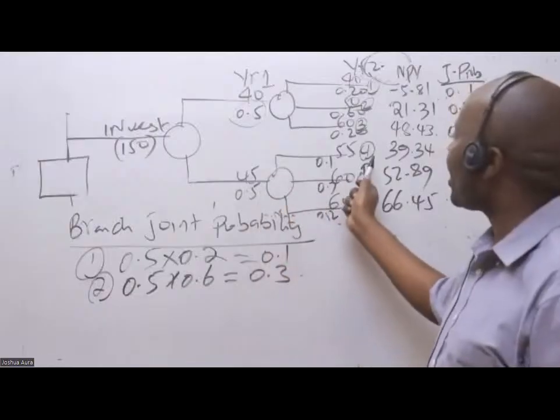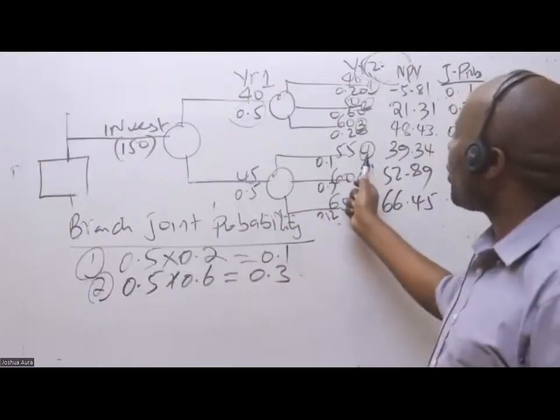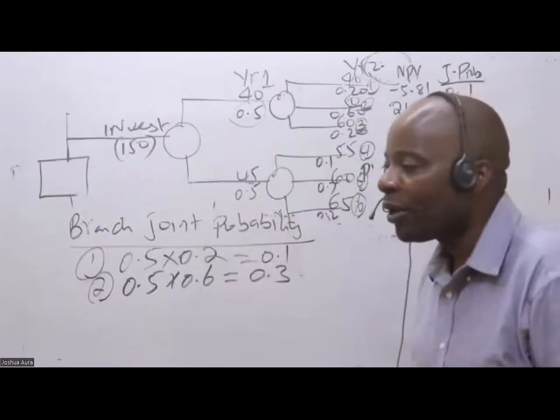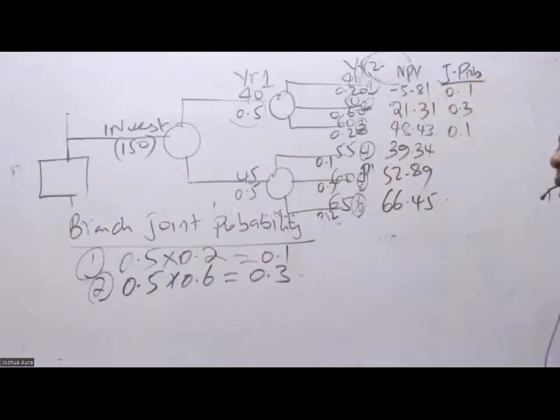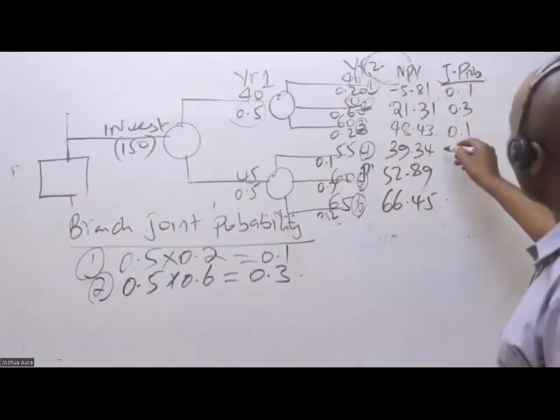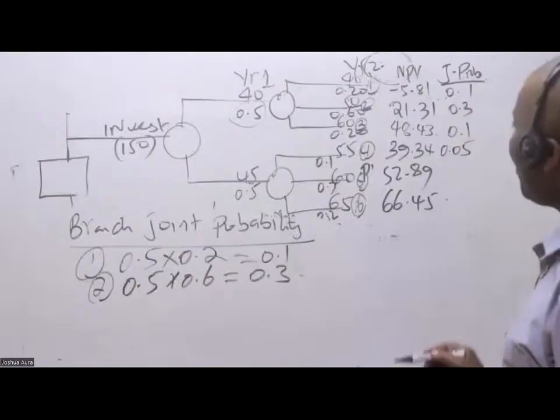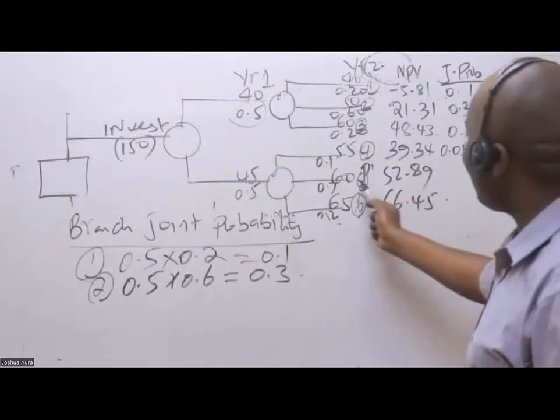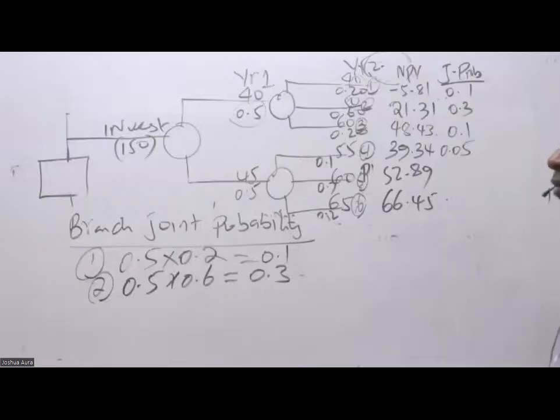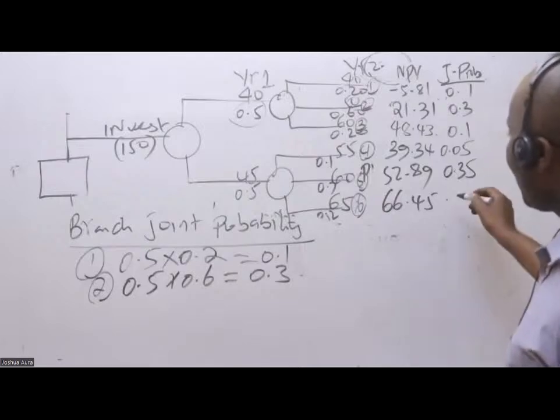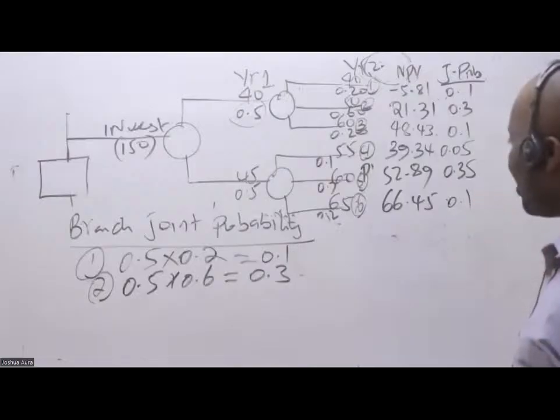Branch number 4, is there somebody who is able to give me the joint probability? Wangare: 0.05. Thank you very much. How about branch number 5? 0.35. And then we have branch number 6 lastly. What do we have there? 0.1.